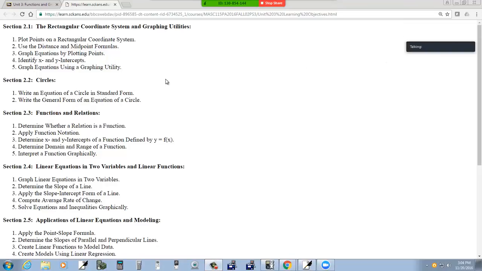Now let's take a look at this unit, and we'll skip over some of these topics because I think they're self-explanatory or you've seen them before. Plot points on a rectangular coordinate system, but let's go down to use the distance and midpoint formula.